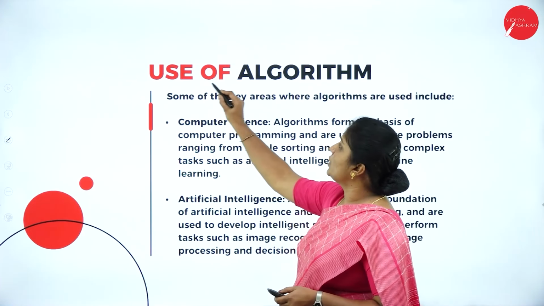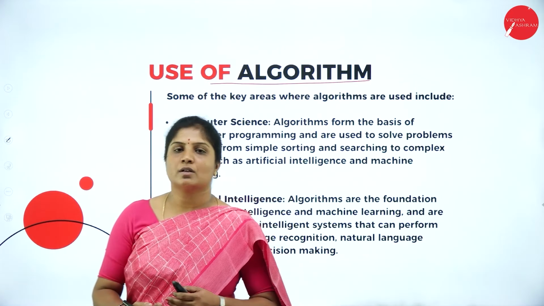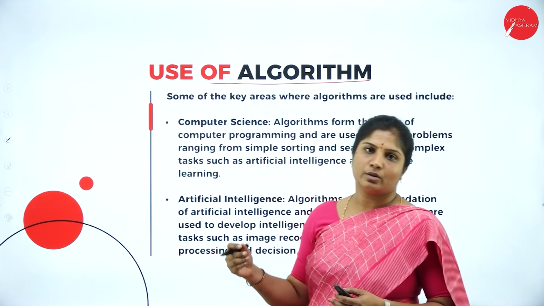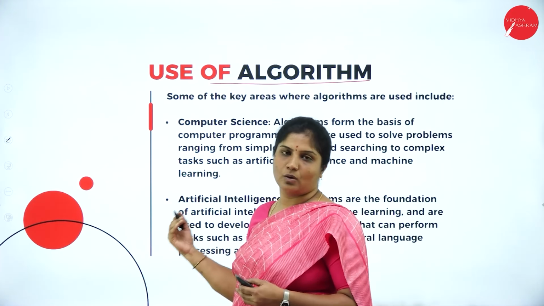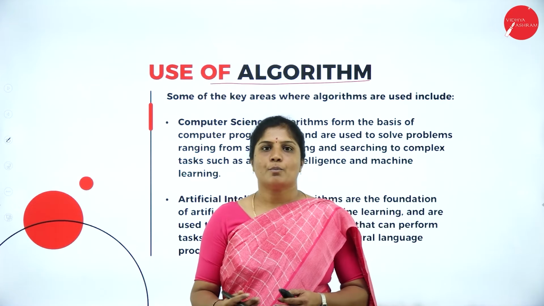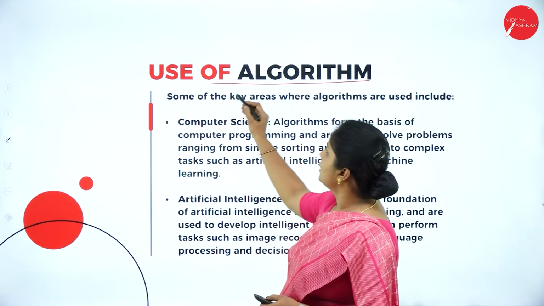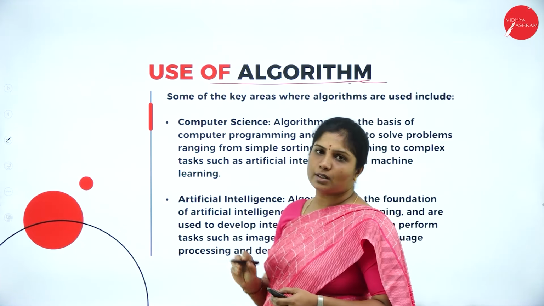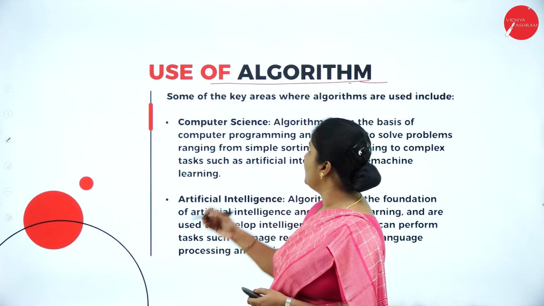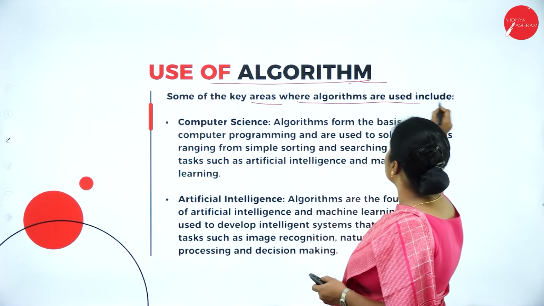Next we will move on to the use of algorithm. In the last two sections we studied what an algorithm is, how we give the set of rules for the algorithm to work, and some of the important problems we use algorithms to solve. Next, we will move on to the use of algorithm. So, what is the use? We have different fields, some of the areas where algorithms are used.